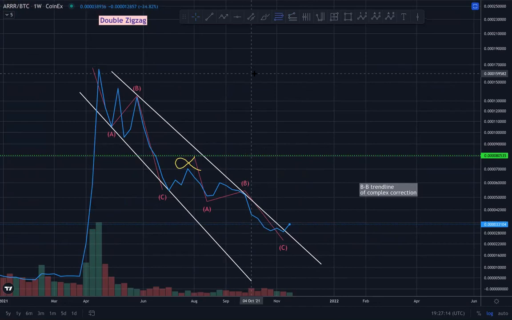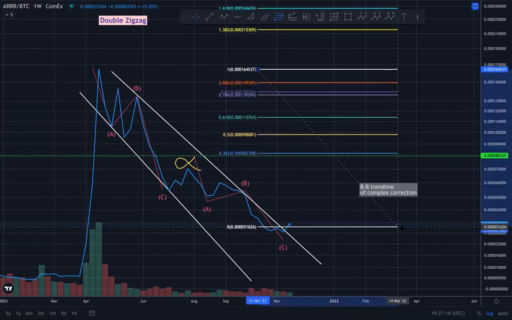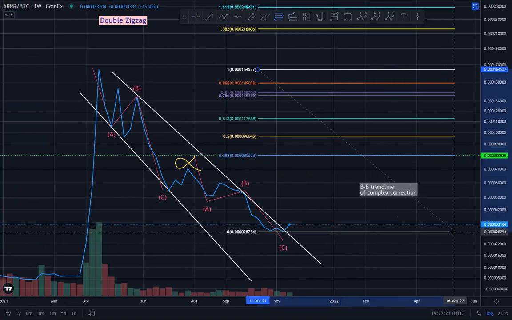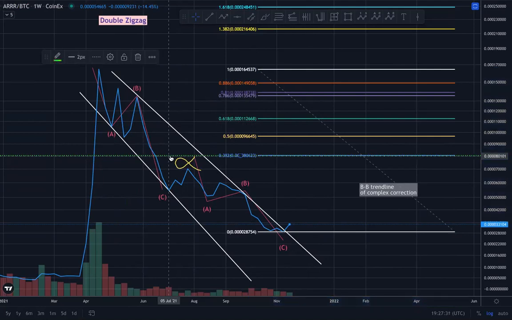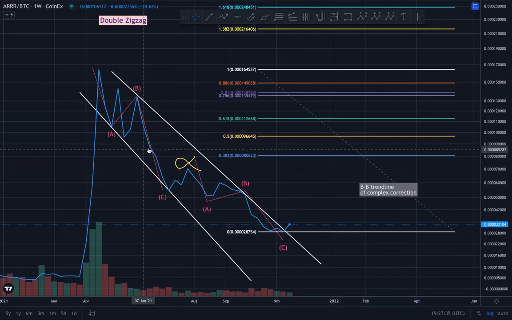I think we can retrace this whole move in the same degree. Now, 61.8% would be this 11,000 level, this level here. So I think it's definitely fair to say 7,000 is in game. I'm going to get rid of this diagonal line. We're not going to play with the X over here.